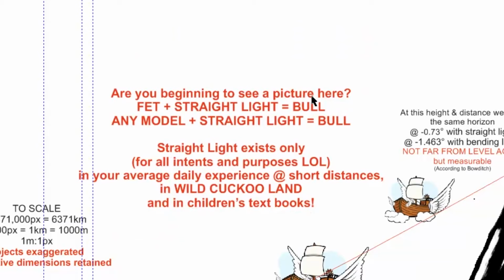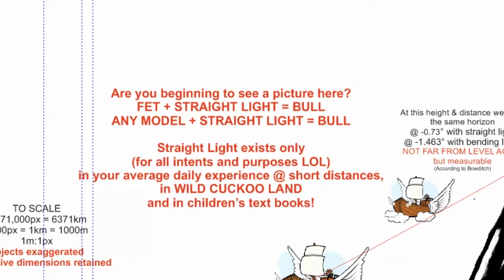So are you beginning to see a picture here? The flat earth theory and straight line is bull, and any model with straight line is bull. Straight light exists only for all intents and purposes in your average daily life, at short distances, in wild cuckoo land, and in children's textbooks.